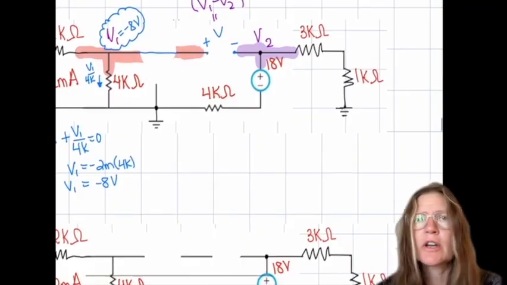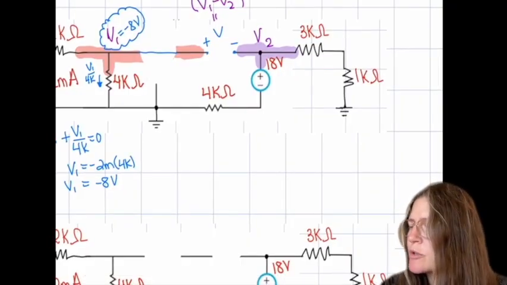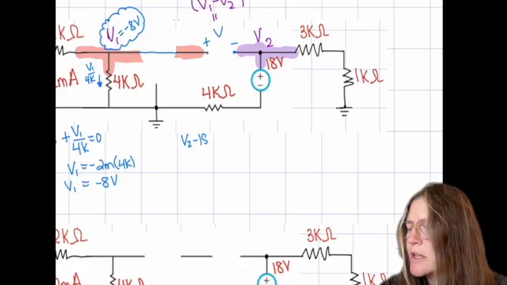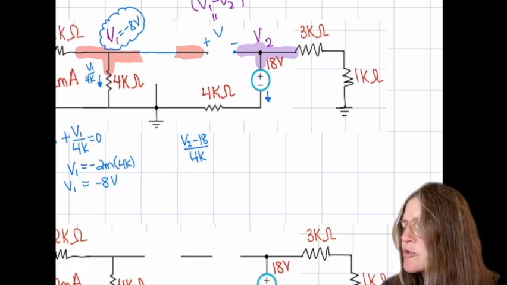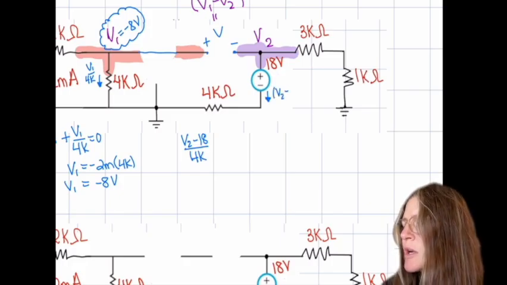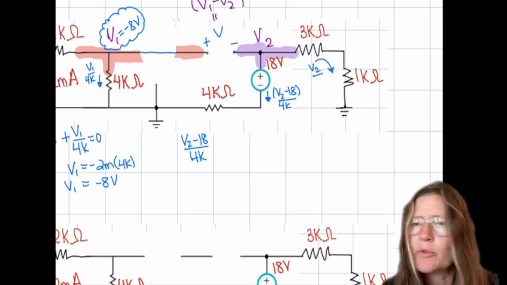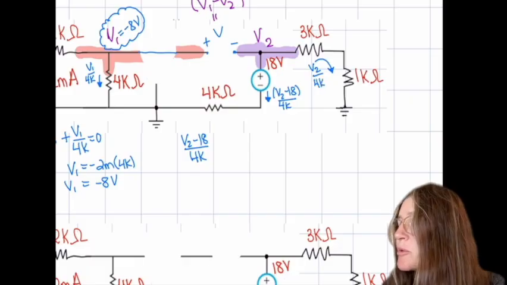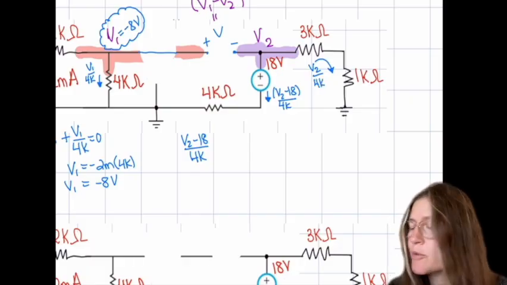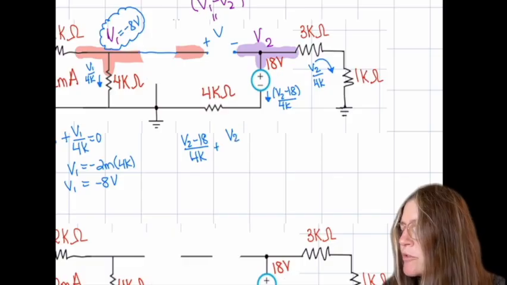Then we need to find the voltage at V2. V2 minus 18 over 4K is going to be the current in this branch. And in this other branch, it's going to be V2 over 3K plus 1K, for a value of 4K. So V2 over 4K equals 0.